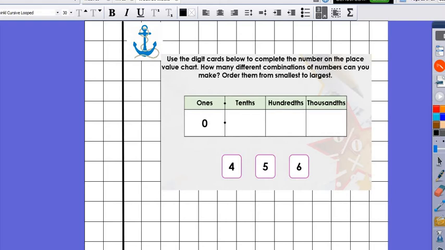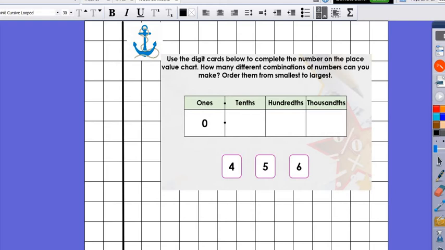So, using the digit cards below, to complete the number on the place value chart, how many different combinations of the number can you make? Order them from smallest to largest. Now this one I'm going to leave as a bit of a challenge for you. I'd like you to pause your video and write down all the possible combinations. Combinations meaning all the possibilities.